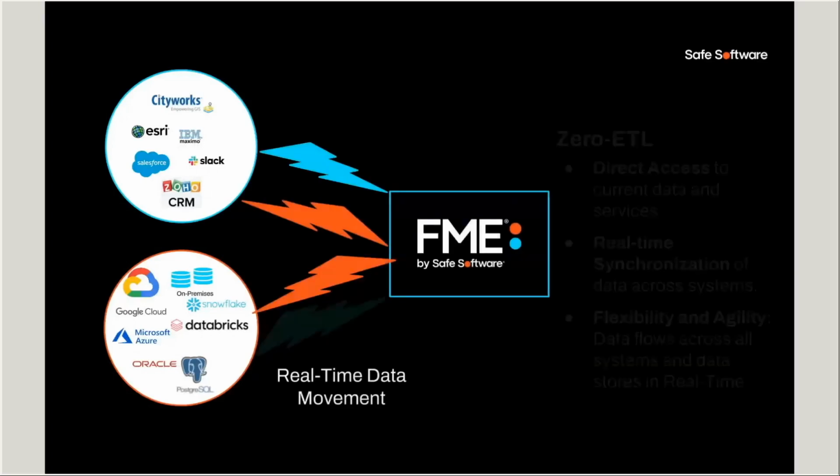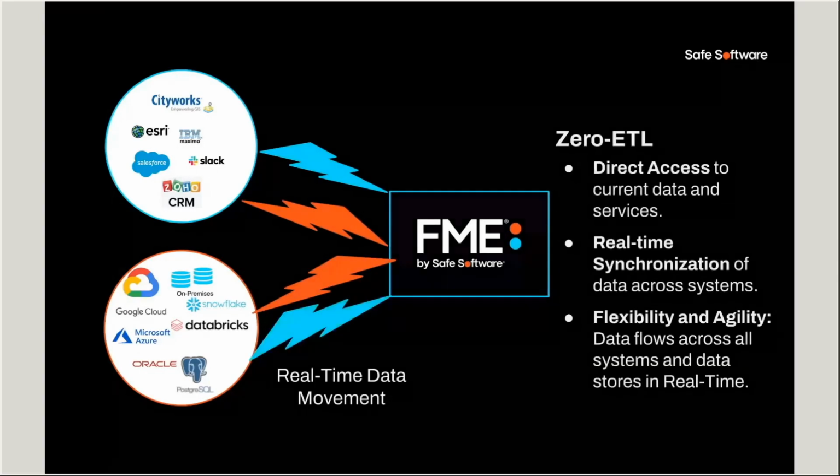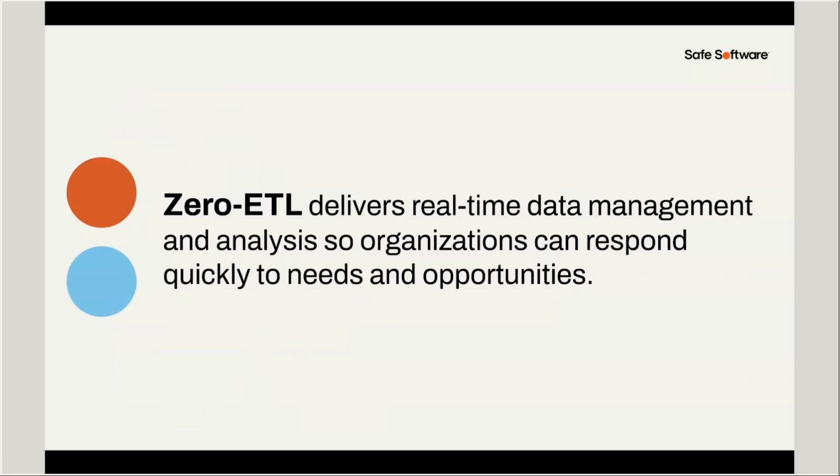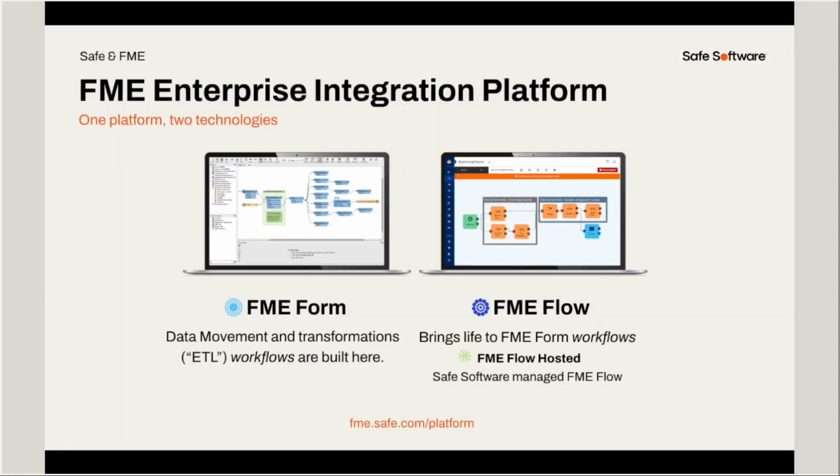So what is Zero-ETL? Again, we have the same systems, but what Zero-ETL is, is connecting these systems together in real time. So if something happens in one system, other systems are always updated. If you have a real-time, high velocity data stream, incorporating that so you get the data from that into your systems. Being able to deliver data to your people using data, the most recent kind. So Zero-ETL, giving everybody direct access to the current data and services. Real-time data synchronization across your systems, flexibility and agility, so data flows across all systems and data stores in real time. That's what Zero-ETL is about, and we're next going to show some demos on that. So Zero-ETL delivers real-time data management so your organizations can respond quickly to the needs and opportunities that appear, using the latest data always.